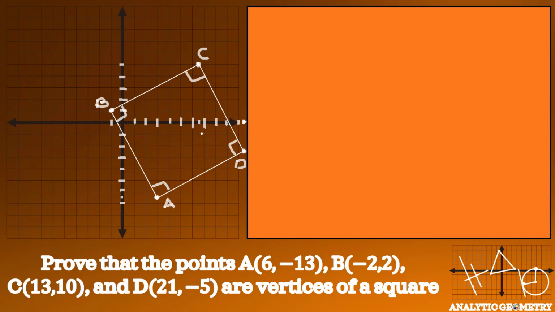If we talk about sides being perpendicular to one another, that would mean that we have to show that the slope of one side is the negative reciprocal of the slope of its adjacent side.